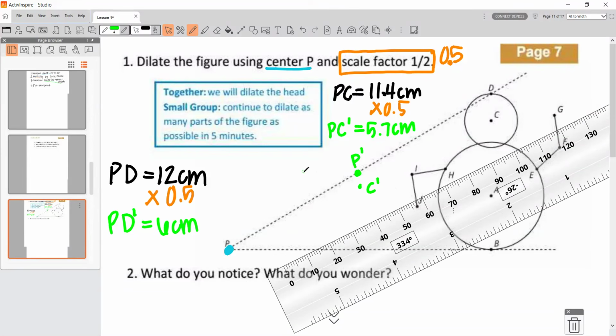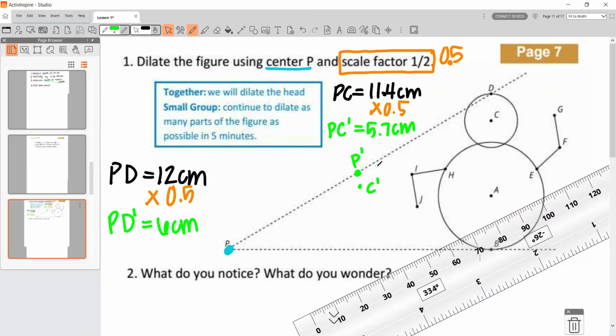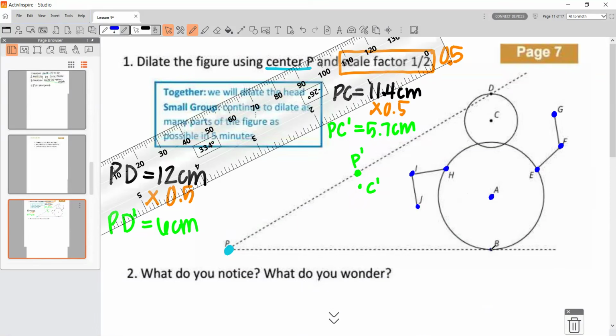You're just going to do this to all of the points. So you've got a bunch more to do: you've got J, I, H, E, F, G, A, and then B. Just try and get all of those points plotted. You don't really have to do all of them. I would say choose maybe 5 points. Dilate 5 points, and then you can move on.